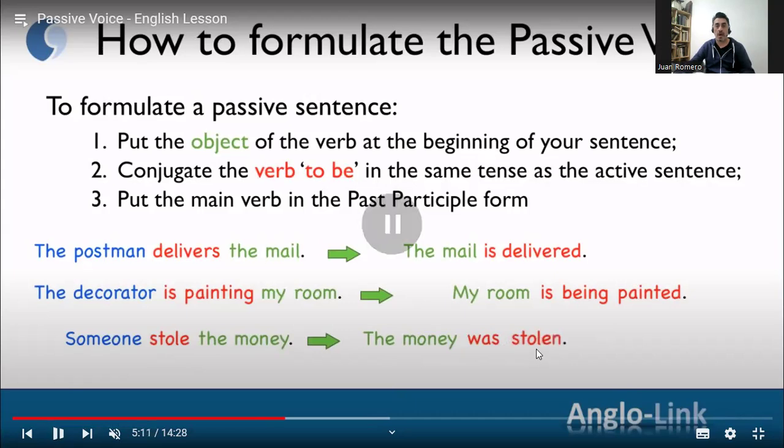Stole? No, stolen. Why? Because steal is present, stole is past, and stolen is the past participle. This is an irregular verb. Remember that the regular verbs don't have a third column. It's the same: delivered, delivered. Is delivered, not was delivered. This action is done. So the past participle in the regular verb is the same. There's no third form in the past participle for the regular verbs.